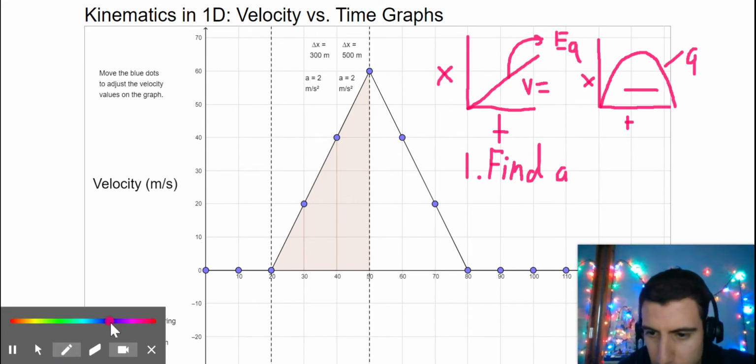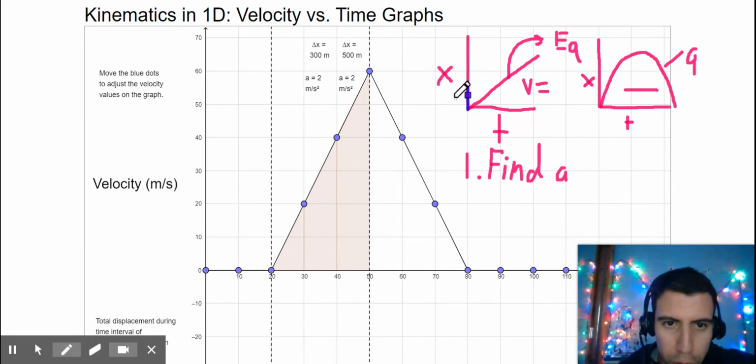Here, I'm going to change colors. We found the rise. In other words, we found our delta x, and then we found our run, which was delta t. And notice that is actually the velocity equation, right? So we got our rise over run, or our slope, and that was our delta x over delta t.